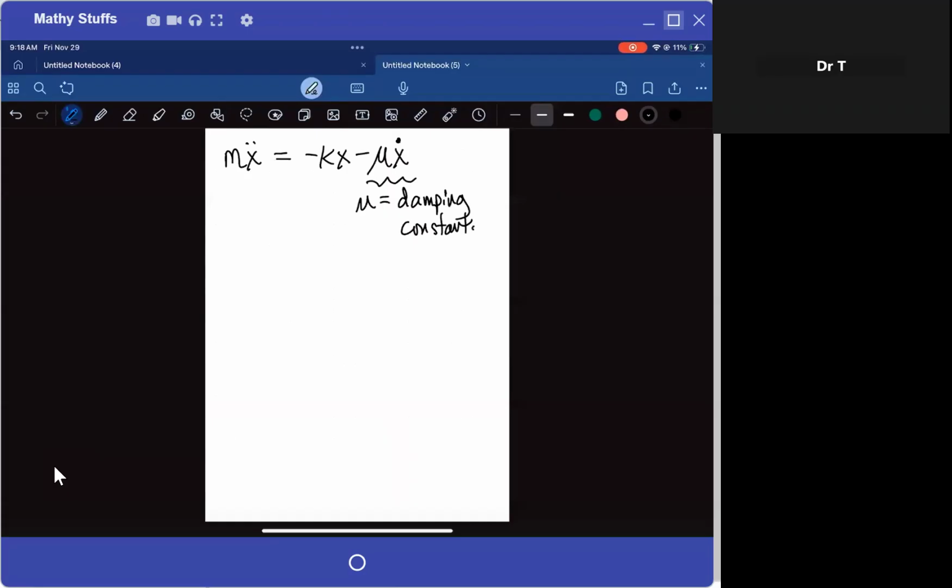And the x dot again equals the velocity. Notice that that is acting in the opposite direction of the acceleration, because damping will always slow you down. It's kind of always working against whatever direction you're trying to accelerate in.